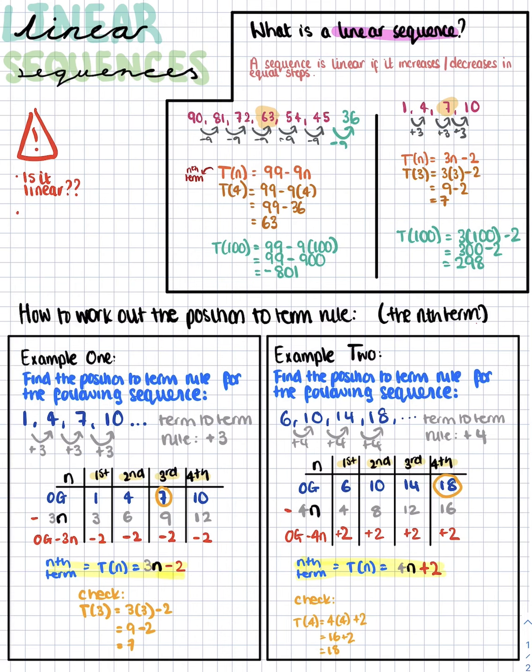term rule. The next thing is, in a question, they could call it the nth term, they could call it the position to term rule, or they could just say general rule. All of these things mean the same thing. They want you to work out the expression that helps determine the position to term rule.